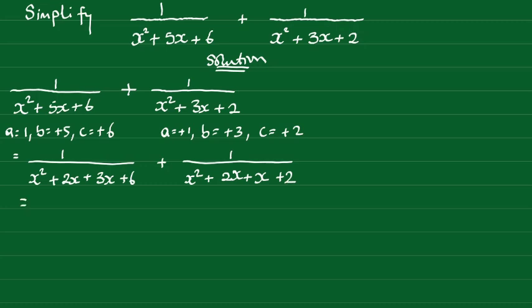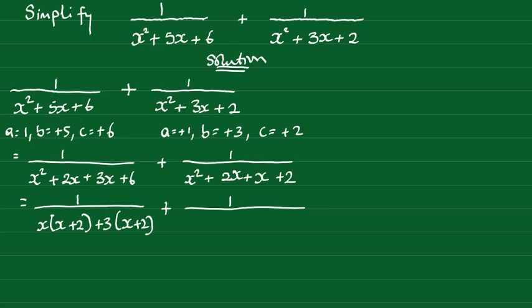Now, having done this, we proceed to factorize. 1 divided by, we factor out x from x squared plus 2x, and we're left with x bracket open, x plus 2 bracket close. Now from plus 3x plus 6, we factor out plus 3, and we're left with bracket open, x plus 2 bracket close. Then we'll have plus 1 divided by x squared plus 2x. From this, we factor out x, and we're left with x plus 2. And we have plus x plus 2. From this, we factor out plus 1, and we have x plus 2 bracket close.